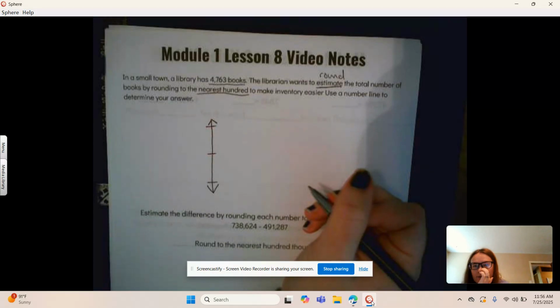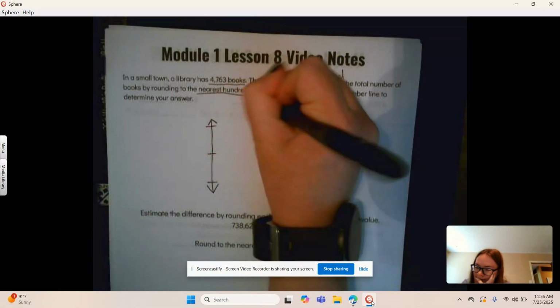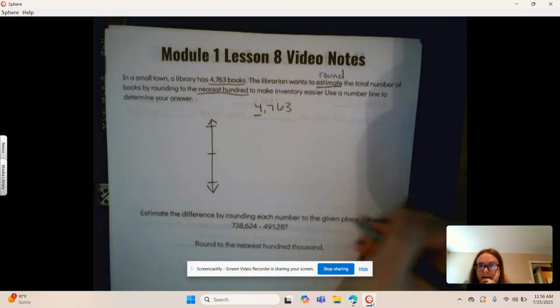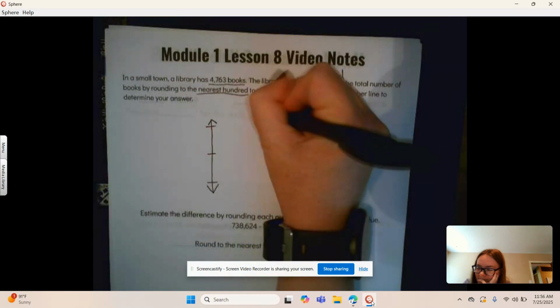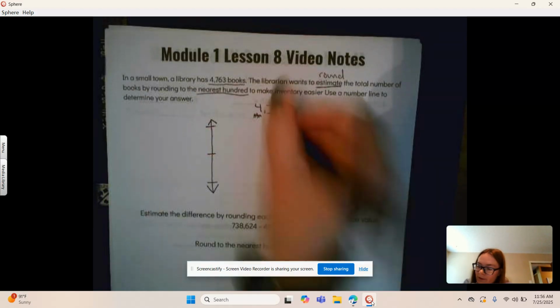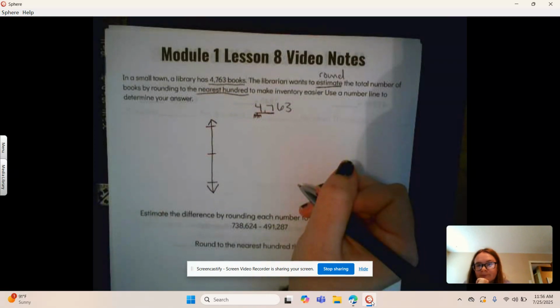Okay, so we have 4,763 books. Let's write it down. And we're going to underline our place value. Oh, that's the wrong one. Sorry, we're going to underline our hundreds. Okay, so our 7 is our hundreds. Remember, if you have numbers to the left of your place value, you're going to underline them both because they're both going to stay the same.